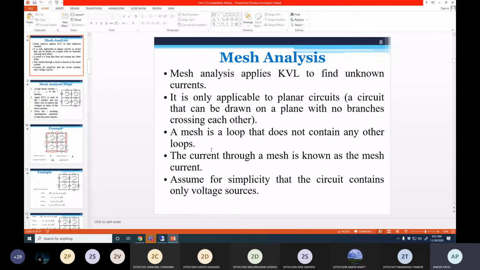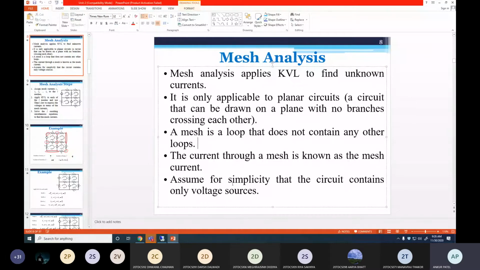A mesh is a loop that does not contain any other loop. We are just going for the individual loops only. We are not repeating any loop; just the individual loop is called a mesh. It should not be repetitive. The current through a mesh is known as the mesh current. So you can say the current that is flowing in a mesh is called the mesh current.